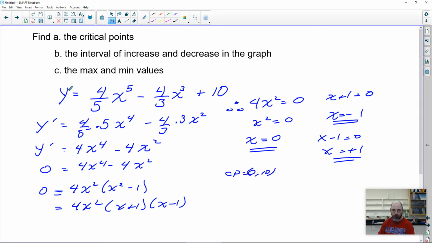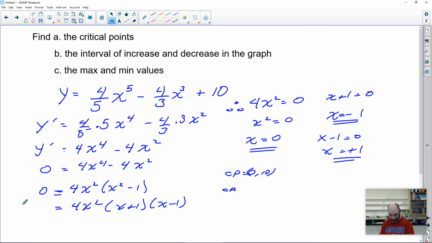Okay, if we put the 0 in for that and that, we get 10. These other ones are a little harder. If we put in a 1, let's do positive 1. Positive 1 here, 1 to the 5th is 1. This would be 4/5 minus 4/3 plus 10.